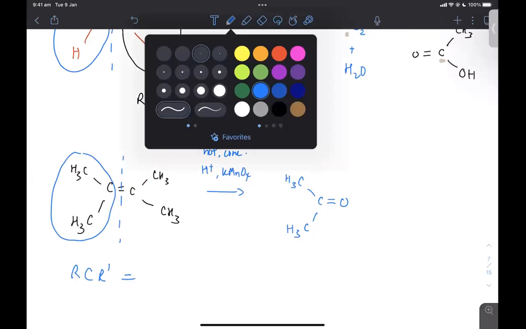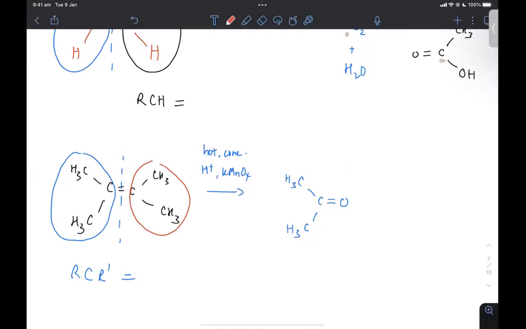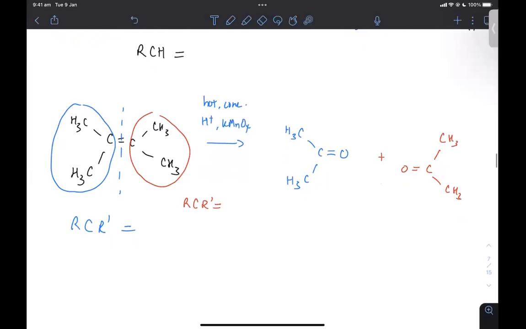How about the other side? Well, I look at the other side, CH3, CH3, I also get ketone because the other side is also RCR, any carbon group bonded to the carbon of the double bond. So this is an RCR double bond, and then this is also a ketone, and they just stop there. And how many different products do I get here? How many different products do I get here, Rahiman?